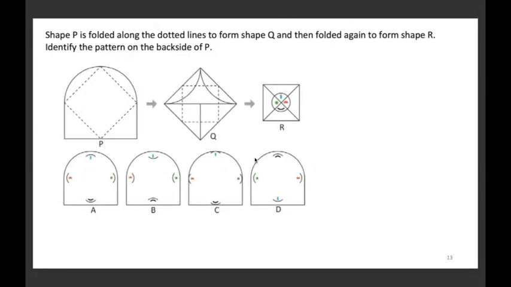Shape P is folded along the dotted lines to form a shape Q and then folded to form shape R. Then identify the pattern on the back side of P. Once you have drawn this, identify the pattern on the back side of P. This is pretty straightforward when we do it. It's just a one-way fold. So this curvature which is folding here, when inverted, mirrored in this fold, becomes like this.